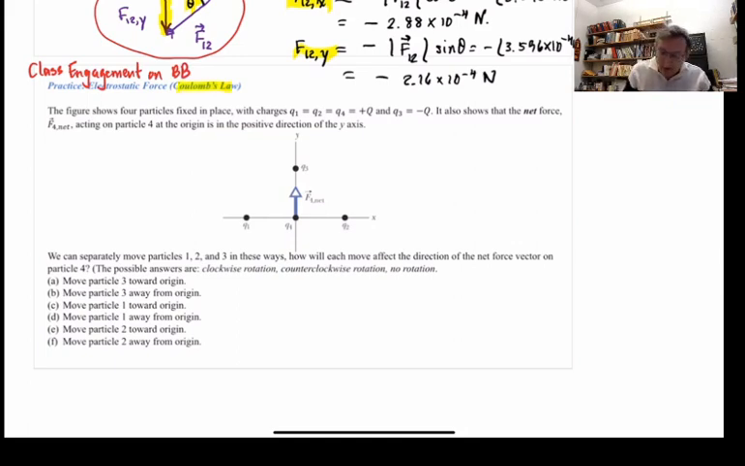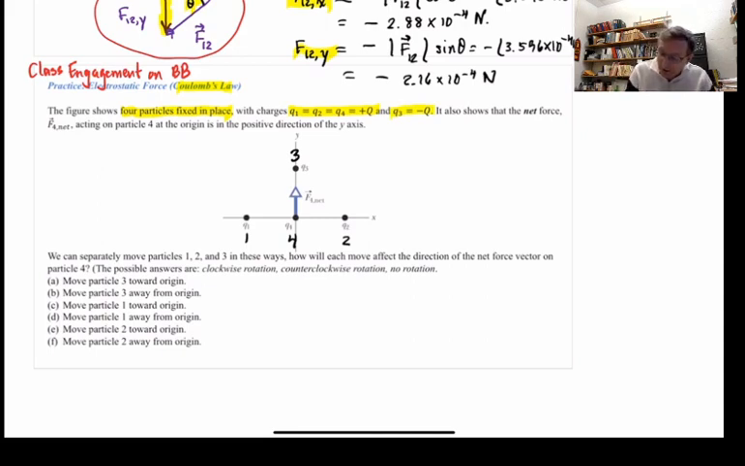Here we go. See the figure? It shows four particles that are fixed in place. Particle 1 is this one. Particle 2 is this one. Particle 4 is this one. Those particles all have the same positive charge, which is denoted by the amount plus big Q. So 1, 2, and 4 all have charge plus big Q. Particle 3 is the one up here on the y-axis. And it has charge negative big Q. So just the opposite of the others.